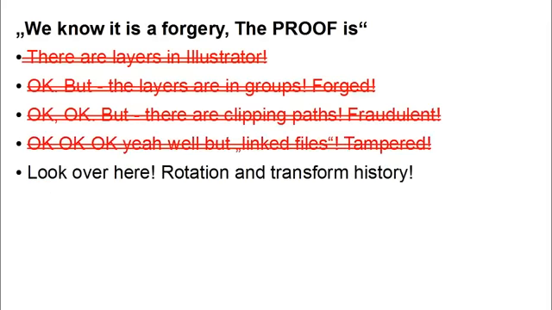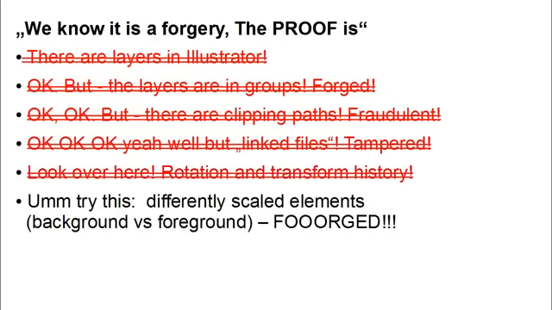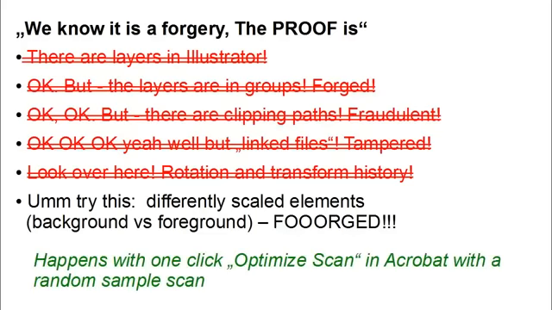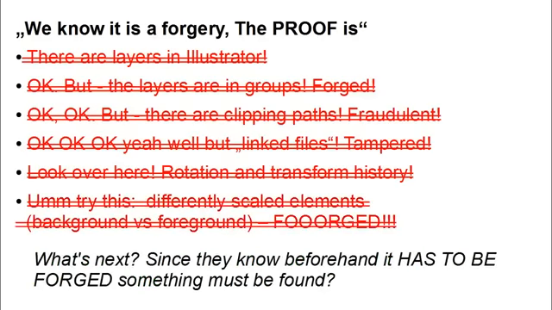Rotation and transform history, same story again. Finally, differently scaled elements. The background had a different scaling from the foreground elements. Well, again, this was instantly reproduced by scanning a sample document and just hitting that one button, Optimize Scan, in Acrobat. Now, there are a lot of people out there who basically just know that this document has to be a forgery, so they will just continue looking for some other feature that is going to be definite proof that there's no other explanation than data alteration for these special properties they find in that document.